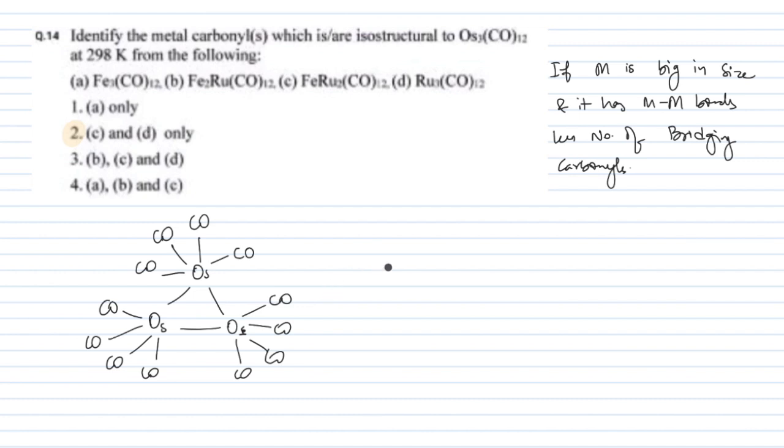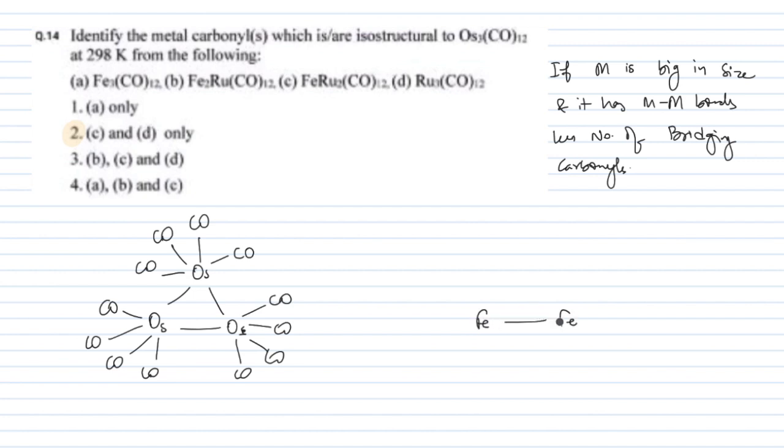So if you look at the first option, Fe3(CO)12, now the iron is comparatively smaller in size. Iron, ruthenium and osmium all lie in the same group, right? So iron is the smallest one in this group. Iron being the smallest, the metal-metal bond distance will be very small here, compared to the osmium bond distance. So for that the structure goes like this.